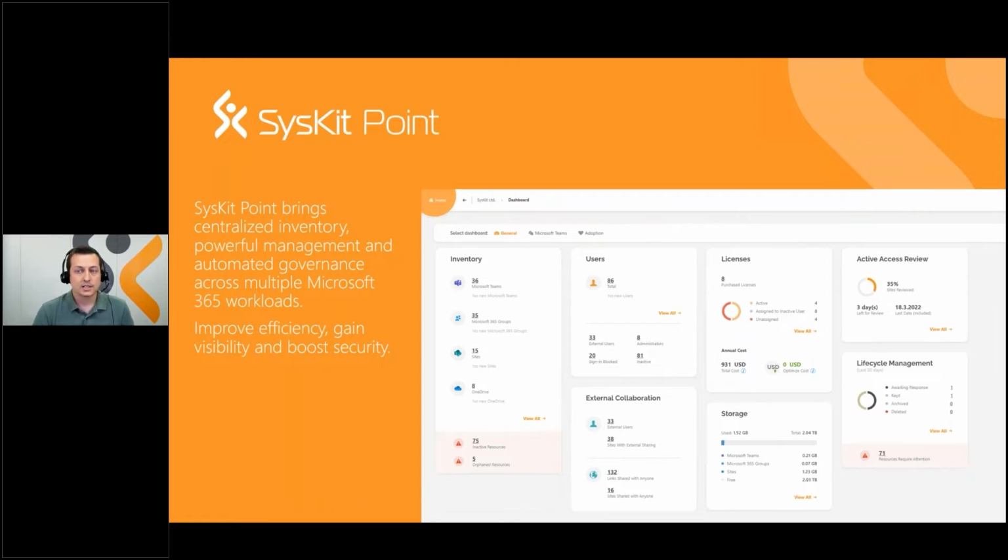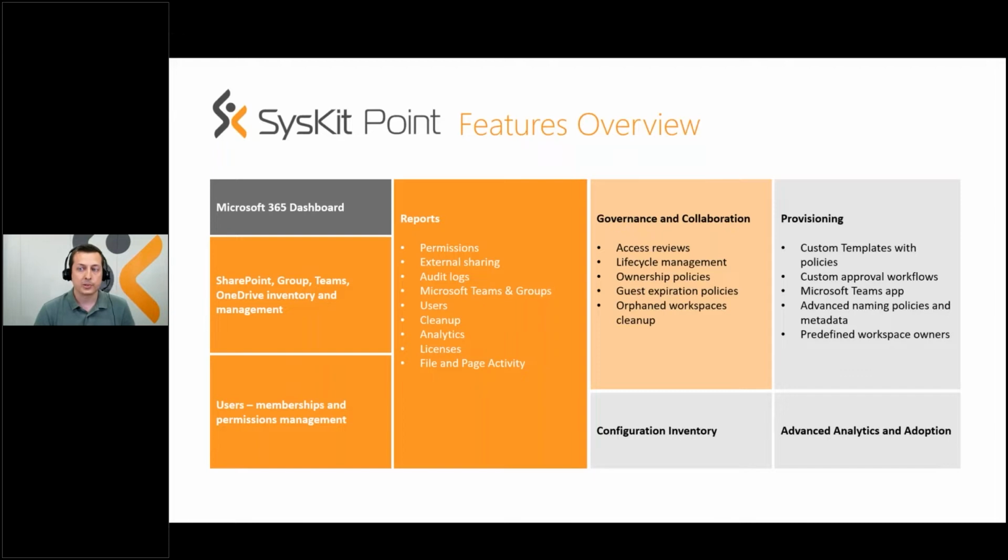SysKit Point has many features, including SharePoint, Group, Teams, OneDrive inventory and management, user membership and permission management, and a wide variety of detailed reports that can be scheduled and automated directly to your email. We also have several modules, including governance automation, provisioning, advanced analytics and adoption, and our newest module, configuration inventory.